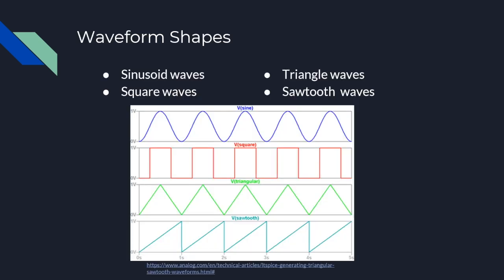There are various different waveforms, each with characteristic features and equations. Four waveforms are sinusoid, square, triangle, and sawtooth, each with a distinctive look that matches their name.